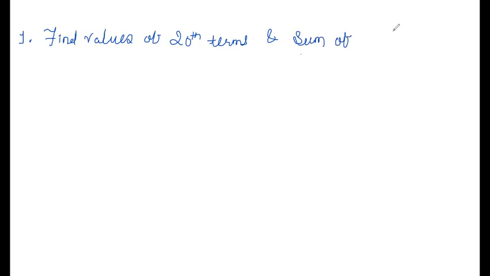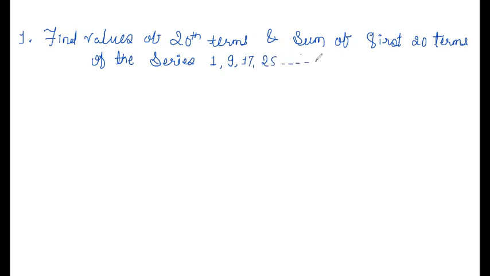First, find values of the 20th term and the sum of the first 20 terms of the series 1, 9, 17, 25, and so on.